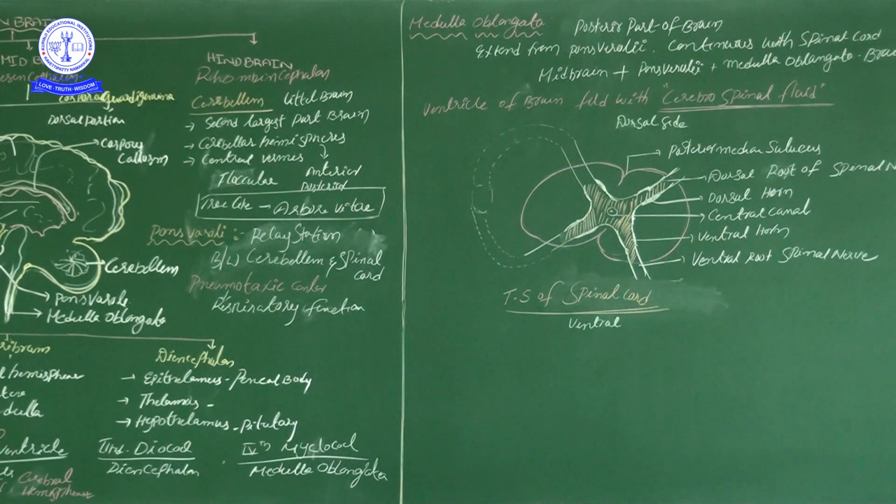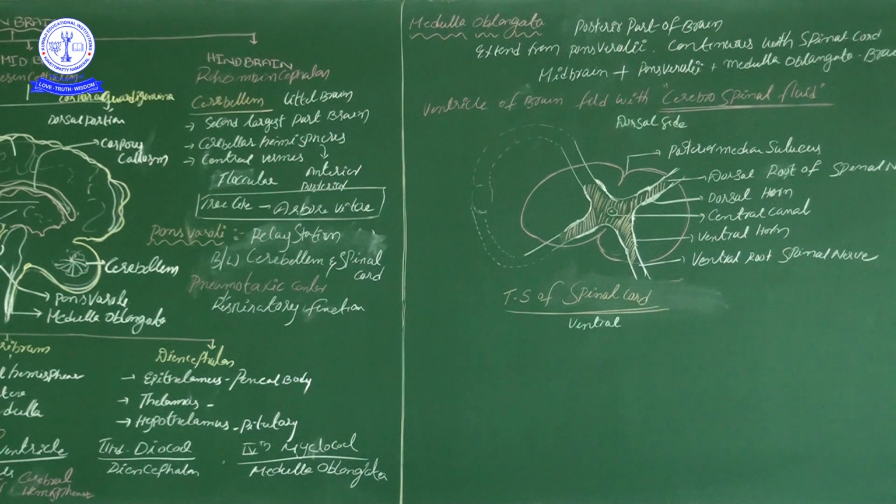Totally, we have the vertebrae on the dorsal side. Inside the vertebrae, there is some space. Through that space, the spinal cord goes up to the coccygeal bones. So totally, this posterior part of the brain extends between the pons varolii and the spinal cord, and continues in the form of the spinal cord.